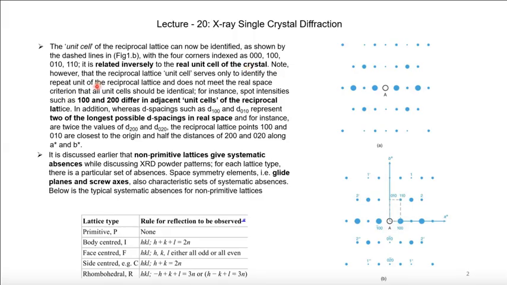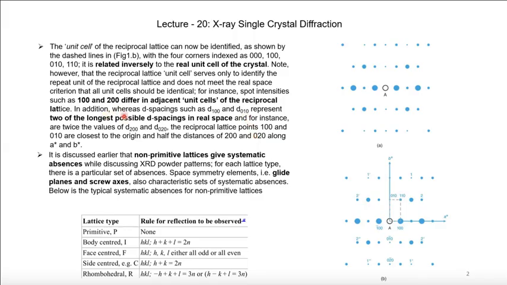Note, however, that the reciprocal lattice unit cell serves not only to identify the repeat unit of the reciprocal lattice. And you see that here it does not meet the real space criteria. What is the real space criteria? The real space criteria is that repeated unit cells have identical content. But here you can see that it is not exactly identical with the intensity. But anyway, we can see the spot intensity here. The 100 and 200 differ in adjacent unit cells of the reciprocal lattice.